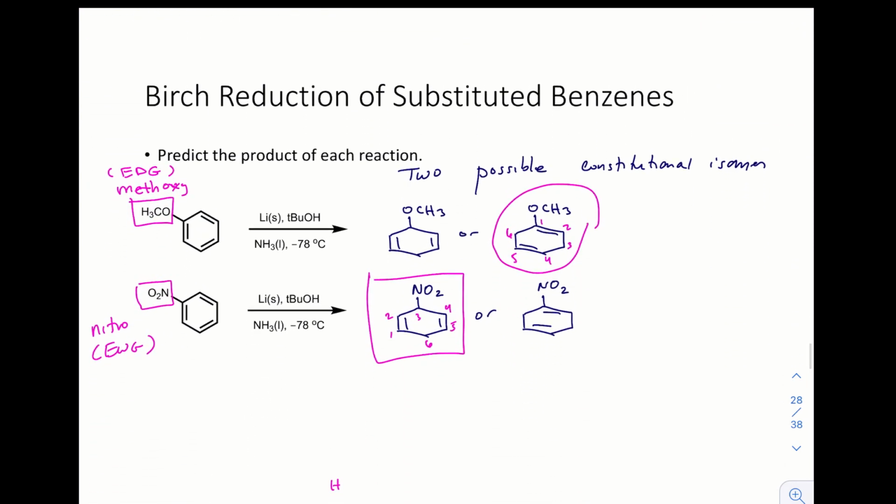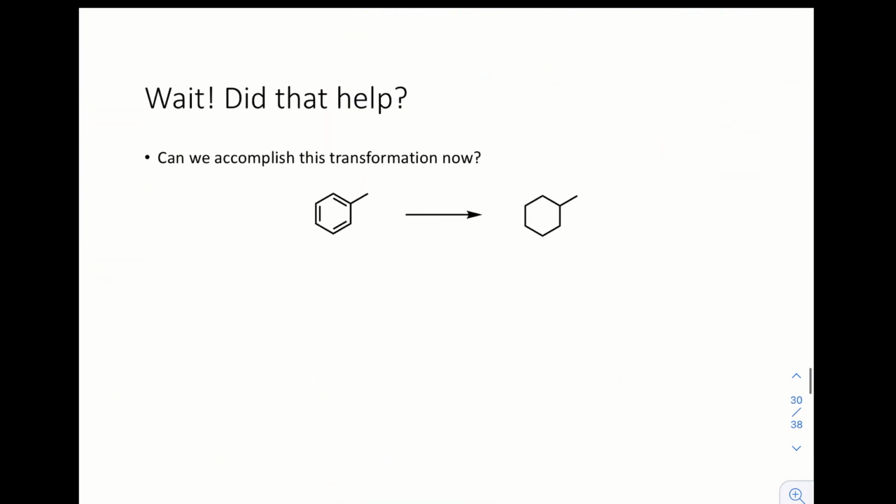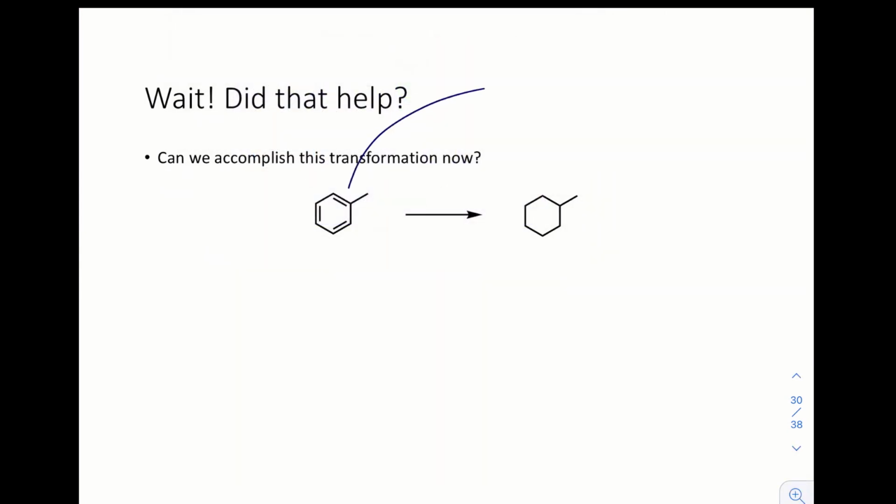So electron donating groups on the benzene ring favor this isomer product. Electron withdrawing groups, this one. Live it, learn it, love it. Did that help us? I mean, kinda. We can convert now alkyl benzenes into dienes, which is exciting.